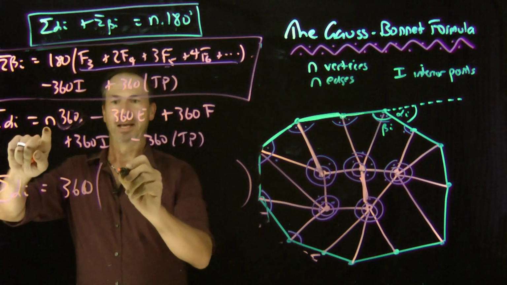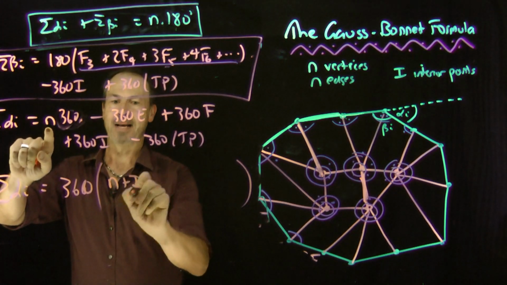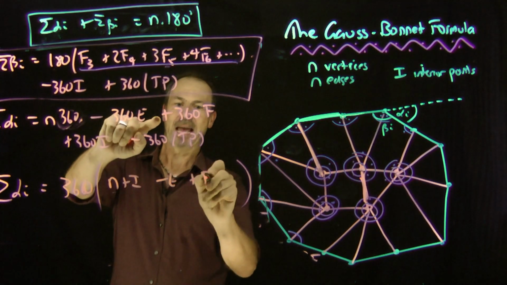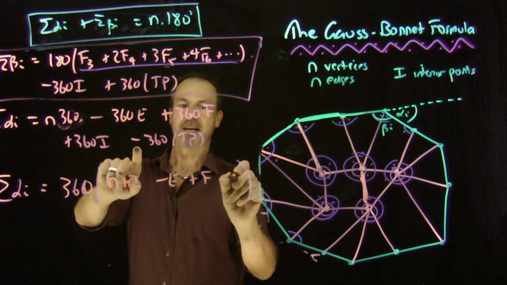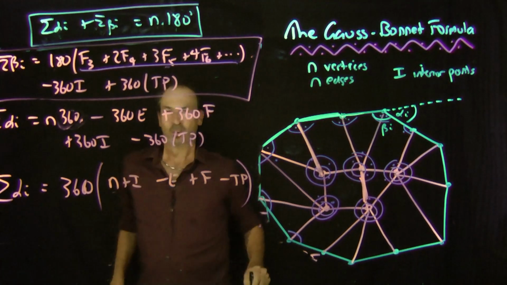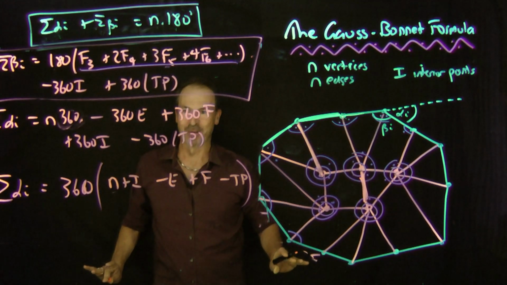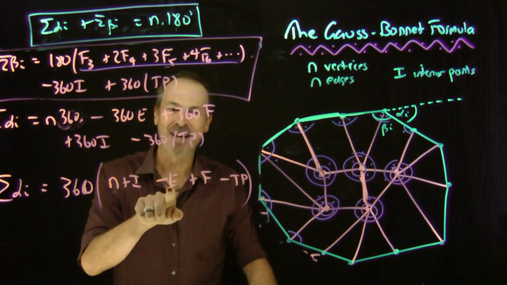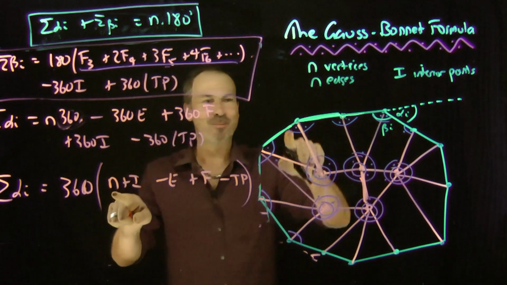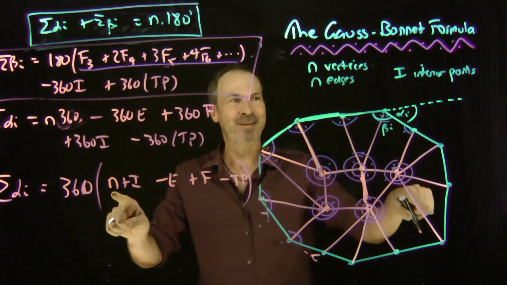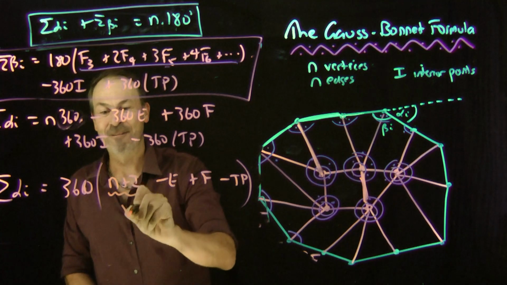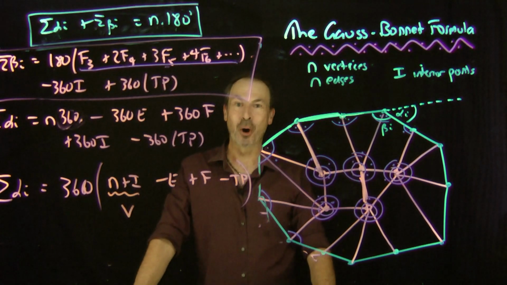I've got an N plus an I, I've got a minus an E plus an F, and then I've got a minus a total pointiness. Whoa, I'm so excited, I'm tripping over. Because what's N plus I? I mean this minus E plus F. N was the number of the outside vertices, I is the number of inside points. Most people call that V, the number of vertices you've got in total.